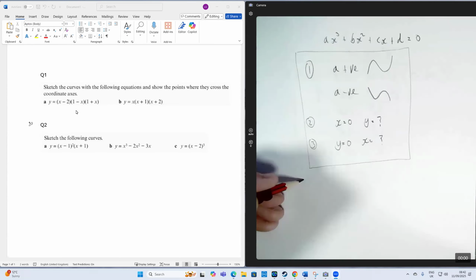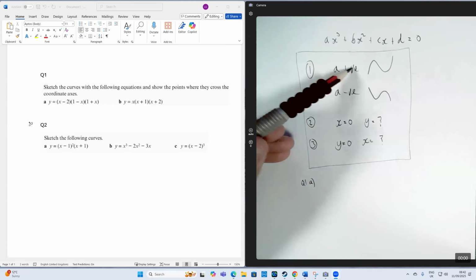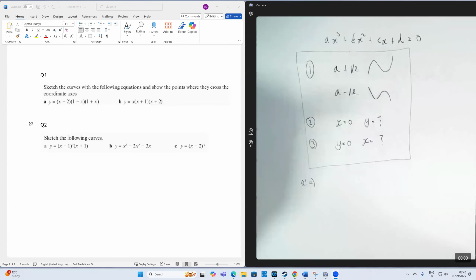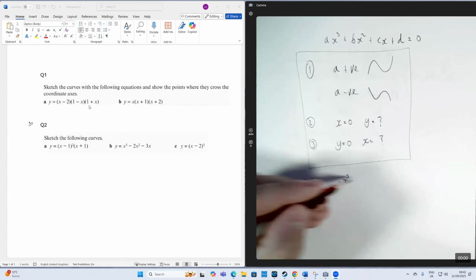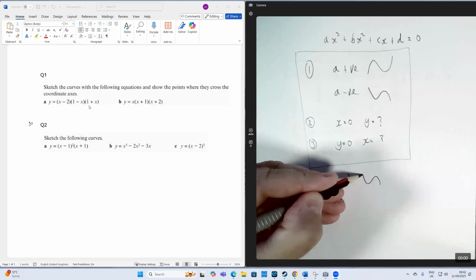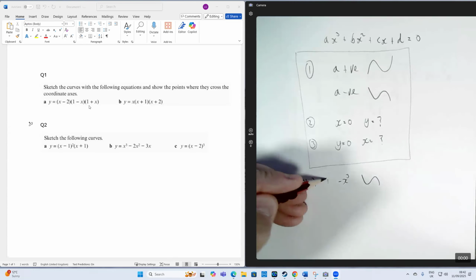So in question 1a here, we have got a cubic, as you can see. And the first question is, is the coefficient in front of the x cubed going to be positive or negative? Well, if this bracket was all expanded, we would have x times minus x times x. So that would be negative x cubed. So that means it's going to have that kind of shape. Okay, so that's our first question done. I'll write down 1 for question 1.